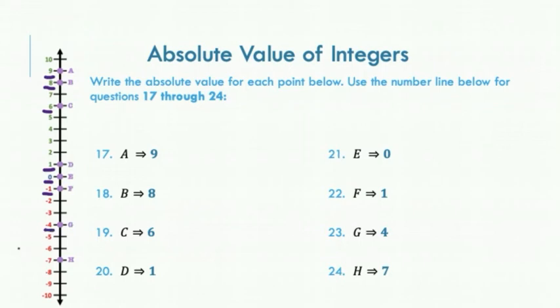G is negative 4, and negative 4 is 4 units away from 0, so the absolute value of negative 4 is 4. And finally, we have H, which is negative 7, and negative 7 is 7 units away from 0, so the absolute value of negative 7 is 7. And that's it.